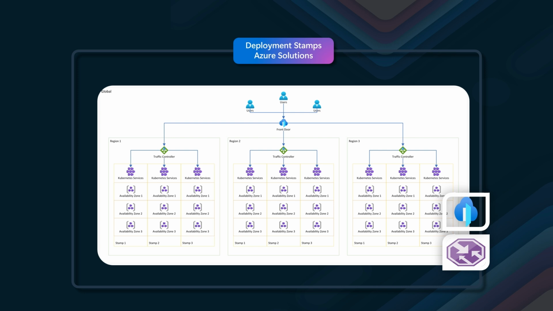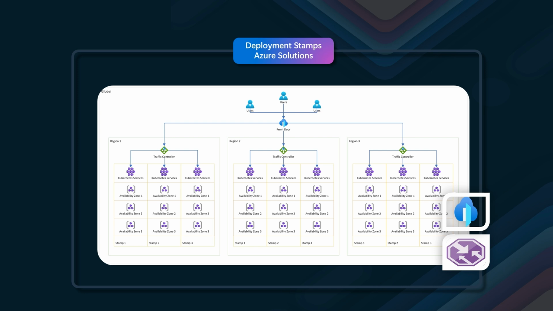The combination of regional traffic controllers and multiple deployment stamps ensures that our application has both regional and global redundancy. This design allows us to provide uninterrupted service to users even in the face of regional outages or significant traffic spikes. In the event of a failure in one region, Azure Front Door can seamlessly route traffic to other regions, ensuring the users experience minimal disruption.